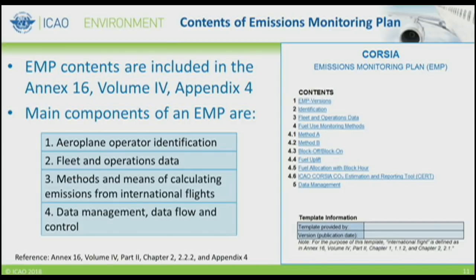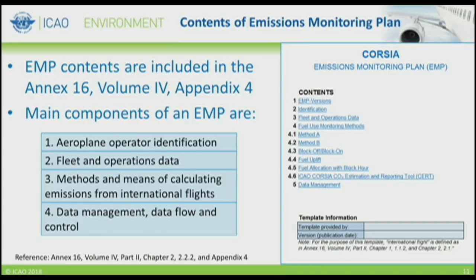So the operator basically identifies itself and tells who is responsible inside the operator when it comes to the emissions monitoring plan and so forth. The second part is fleet and operations data, where the operator tells the state what kind of airplanes the operator is operating, and what the operational structure of that specific airline is. The third part is the section where the operator communicates to the state the methods for that operator to monitor fuel use and to calculate CO2 emissions from the fuel use information.